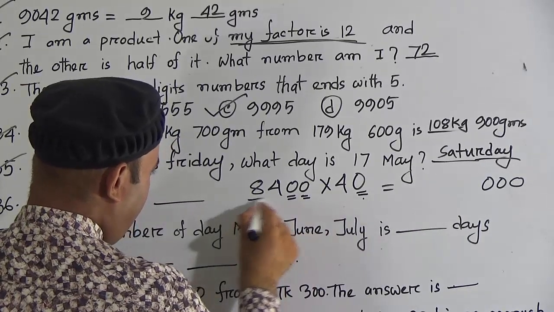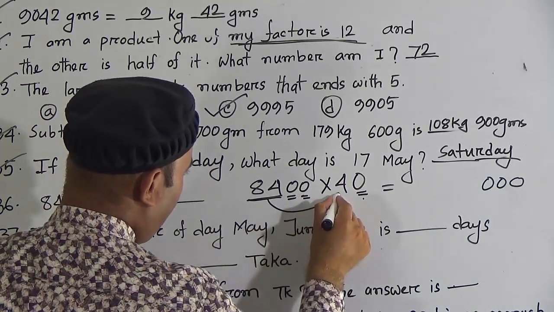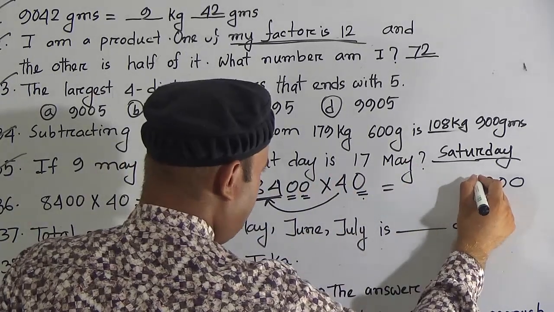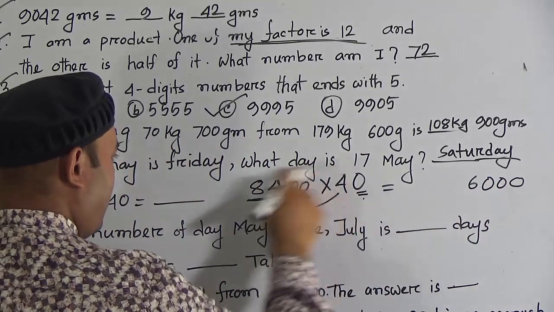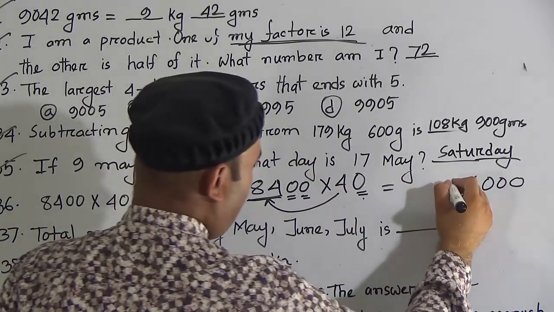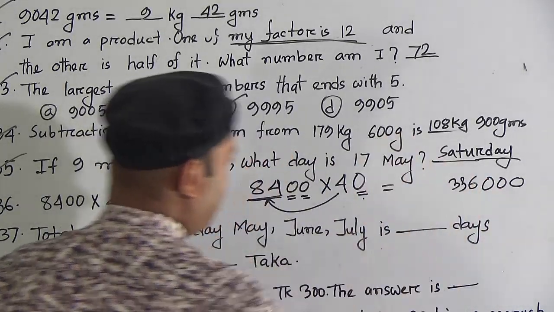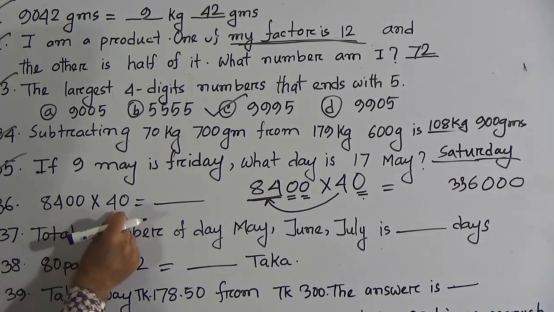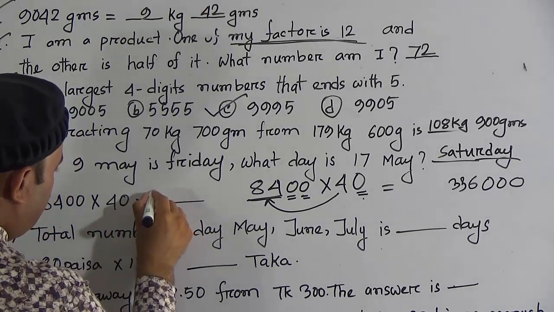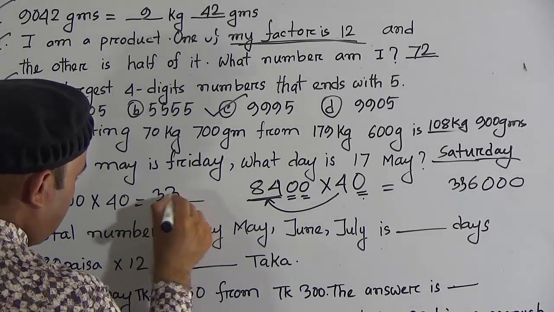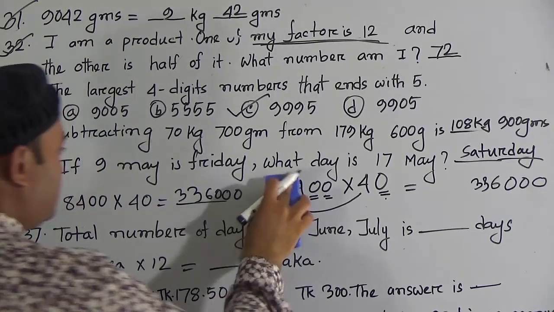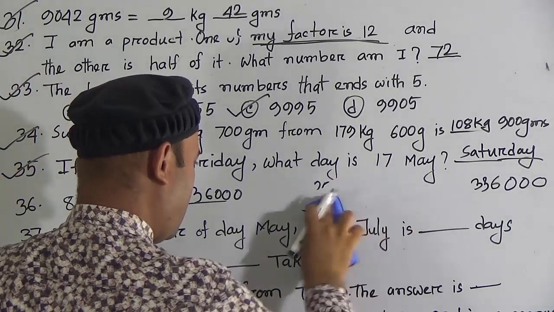Now multiply 84 by 4. 4 4s are 16. Here is carry 1. 4 8s are 32 and 1 is 33. So after multiplying 8400 by 40, it will be 336000. My dear students, hope you understood this one.